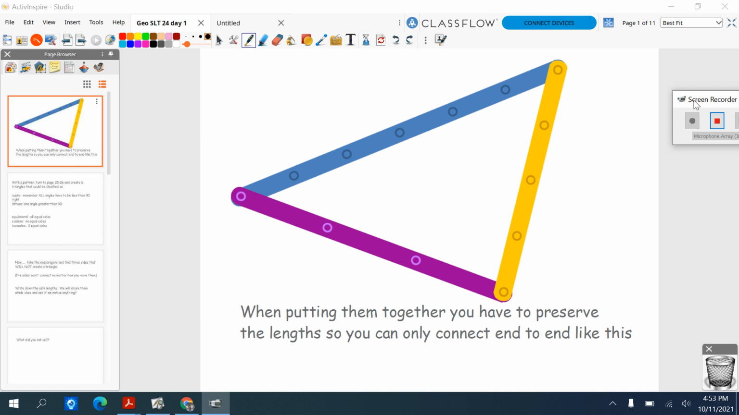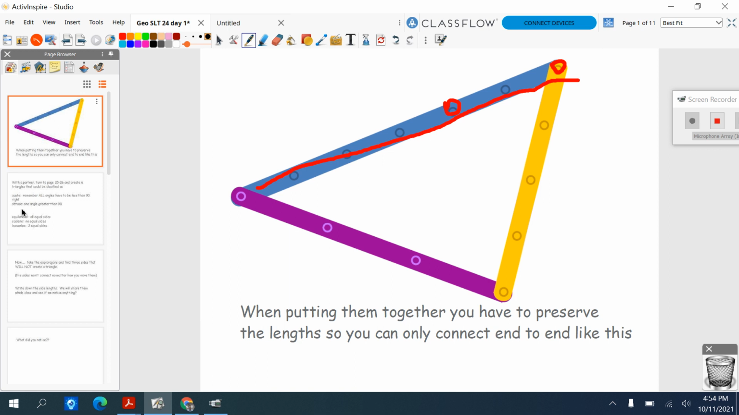All right. So in front of you on the screen is an Exploragon all put together. That is the manipulative you're going to be working with today. When you put an Exploragon together, you have to connect the ends because this blue Exploragon is a specific length. So it's not like you could connect this yellow part over here, even though you can physically connect it to that one. You can only connect end to end when creating triangles because you have to preserve the actual lengths of them. So this would be the correct way to attach the purple, yellow, and light blue Exploragons to create a triangle. Just keep that in mind as you're going through these activities.